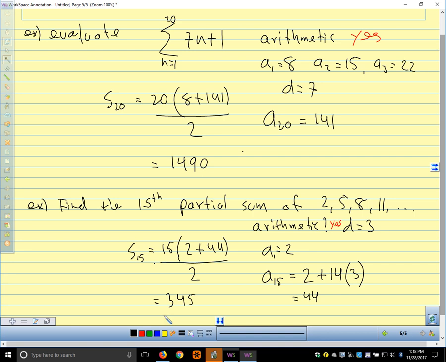Would an infinite arithmetic sequence have a sum? A finite sum? No, because we're constantly adding numbers that are getting larger in magnitude. All right, questions? Okay, let me show you how to do a couple of things in your calculator.